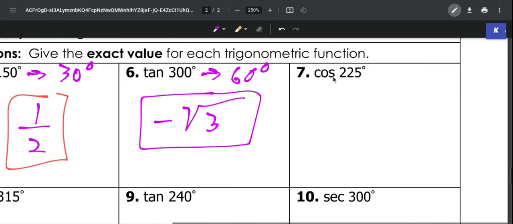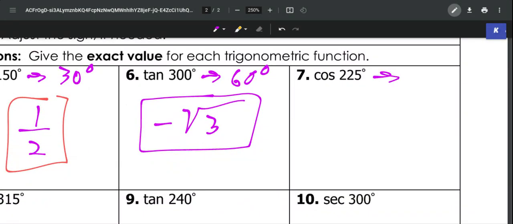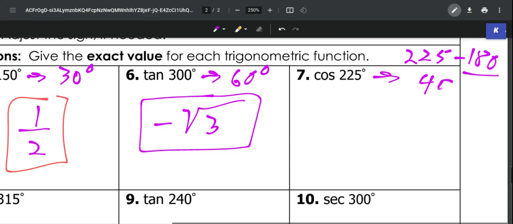So number 7, we've got cosine of 225. So we want to know what this reference angle would be here. So I would use 180 here. I would say 225 minus 180, because if we were to graph this, that's what the reference angle would be, or what part of the x-axis we would use. And so that's going to give us 45. So our reference angle here is 45 degrees.